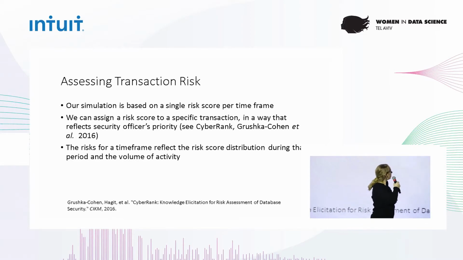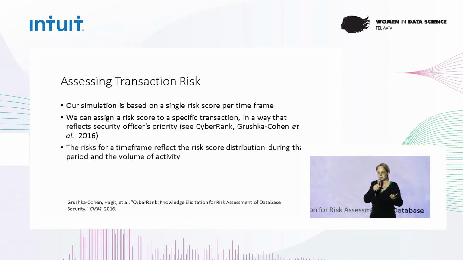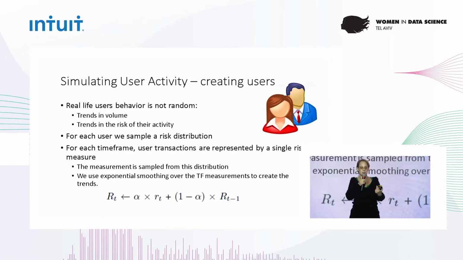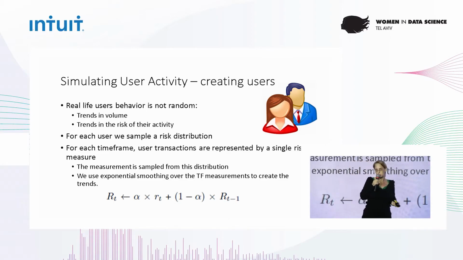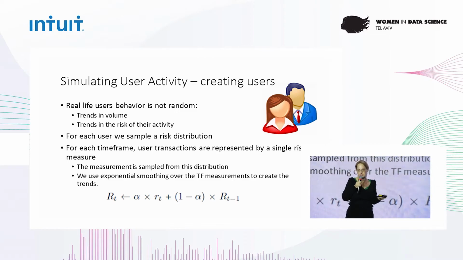How do I do that? Well, in 2016, in our work CyberRank, I showed that I can assign each transaction a risk score that represents and reflects the security officer's preferences and priorities for security. Taking these preferences, I can aggregate them into an hourly risk score that reflects the user's activity within this time frame. So each user can be represented with this risk distribution, with all these hourly data points showing his activity.